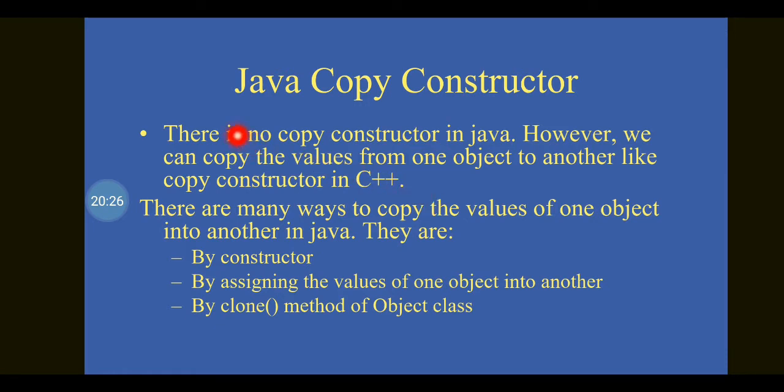So Java copy constructor: there is no copy constructor in Java. However, we can simulate this by copying the values from one object to another, like the copy constructor in C++. There are many ways to copy the values of one object into another object in Java. They are by constructor, by assigning the values of one object to another, or by using the clone() method of the class Object.